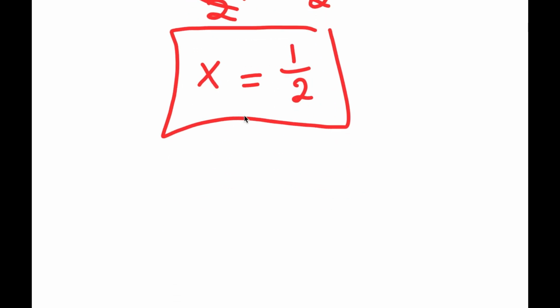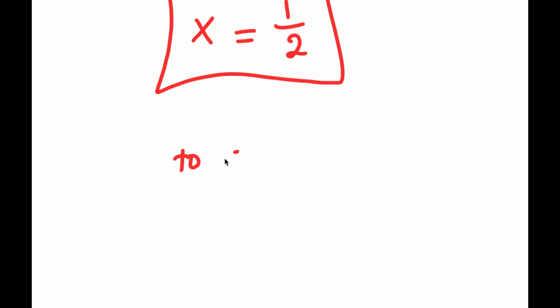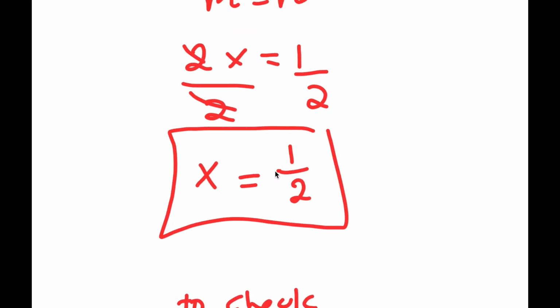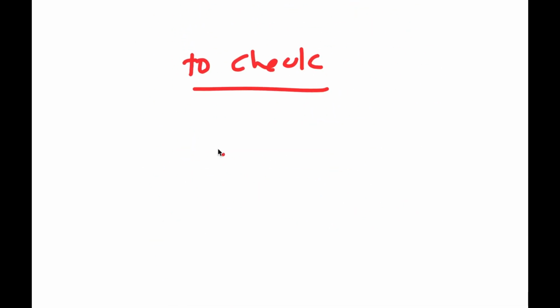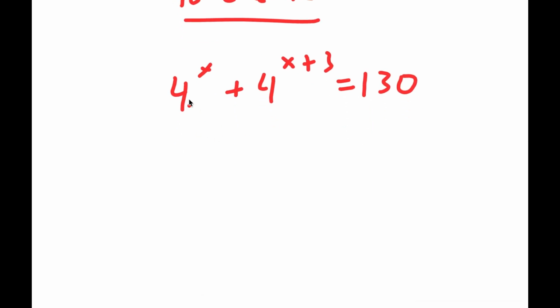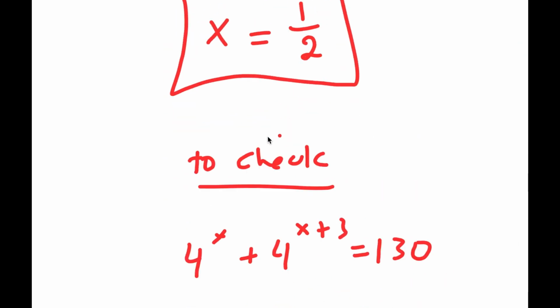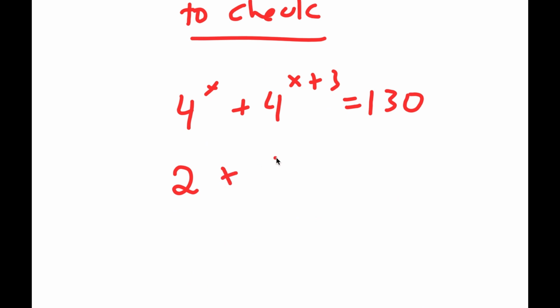So now, to check, my original equation was 4 to the power of x plus 4 to the power of x plus 3 is equal to 130. So 4 to the power of x, well, 4 to the power of 1/2 is 2. So I have 4 to the power of 1/2 plus 4 to the power of 1/2 plus 3 is equal to 130.